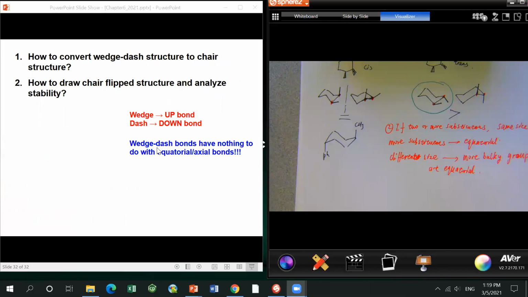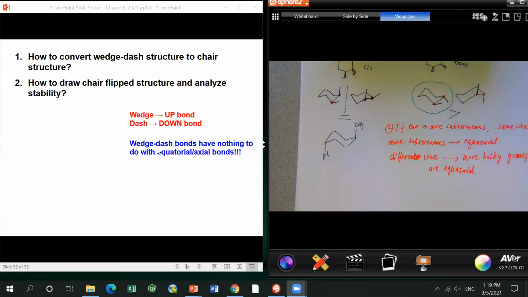Right, and then here we'll learn how to draw the chair conformation from the wedge-dash structure, and also how to draw the ring-flipped structures. So take out your pen and get some paper. We'll do it little by little.